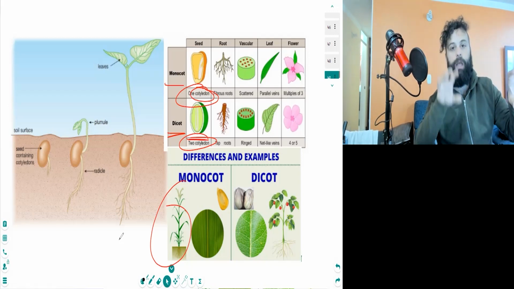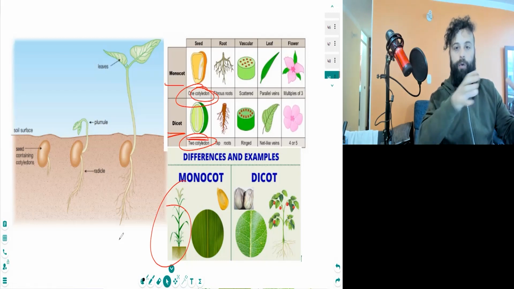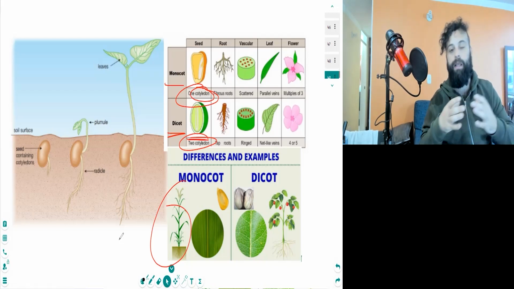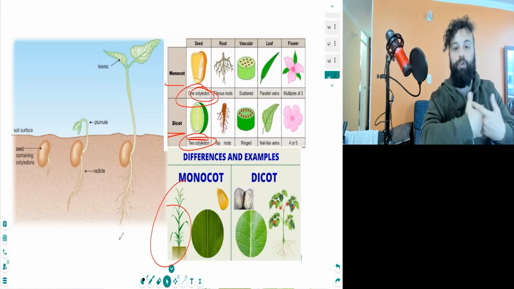And both dicots and monocots use enzymes to convert these food sources into a usable energy source. And this is vital for the initial stages before it could actually photosynthesize.